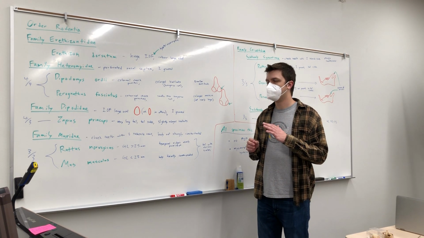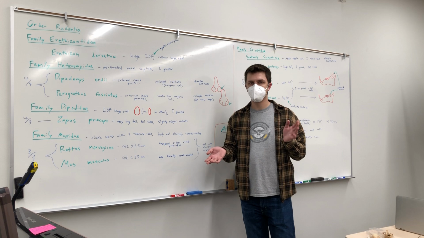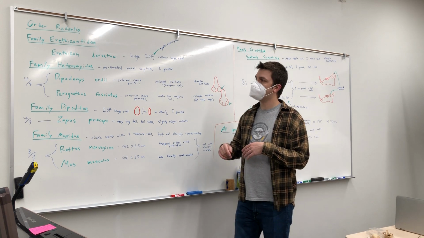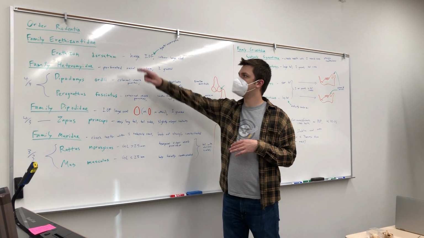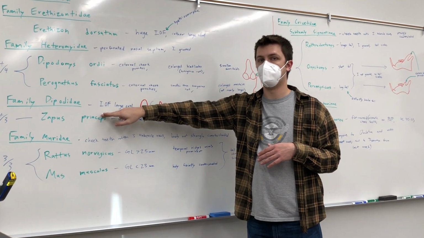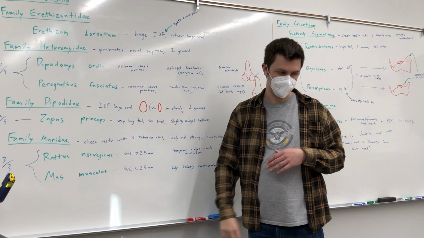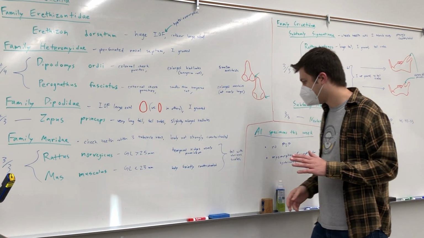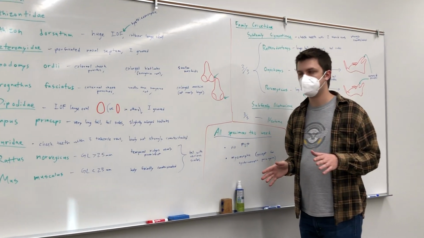In this video, I will go over some general characteristics for species of this week and specifically talk about three families: Erethizontidae, Heteromyidae, and Dipodidae, and how to ID these. So in general, let's back up and talk about everything that's happening this week.